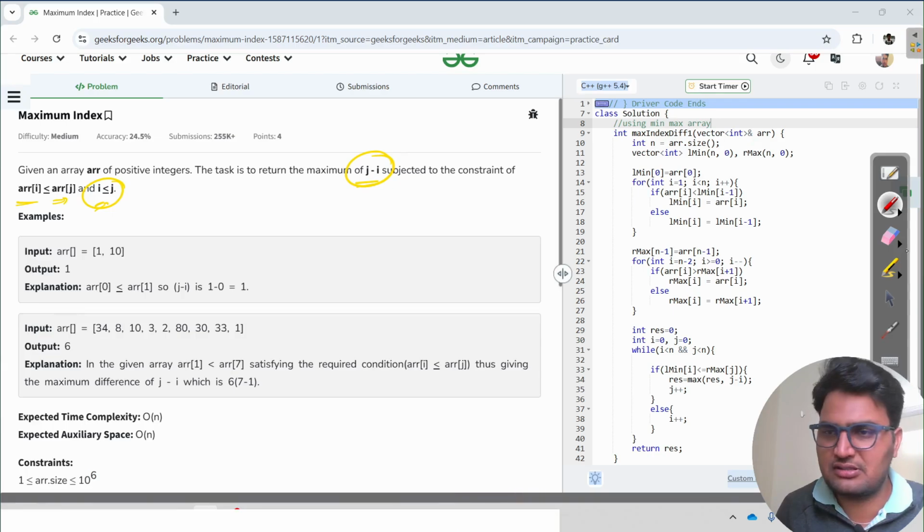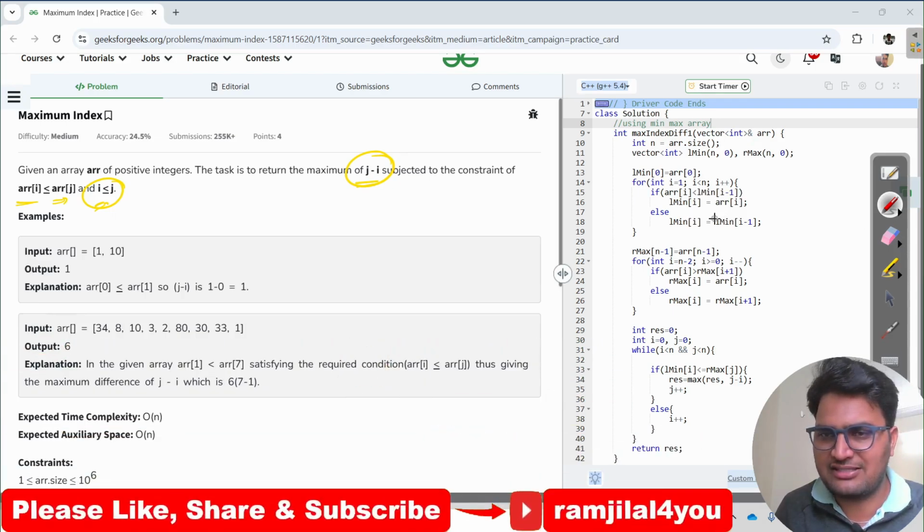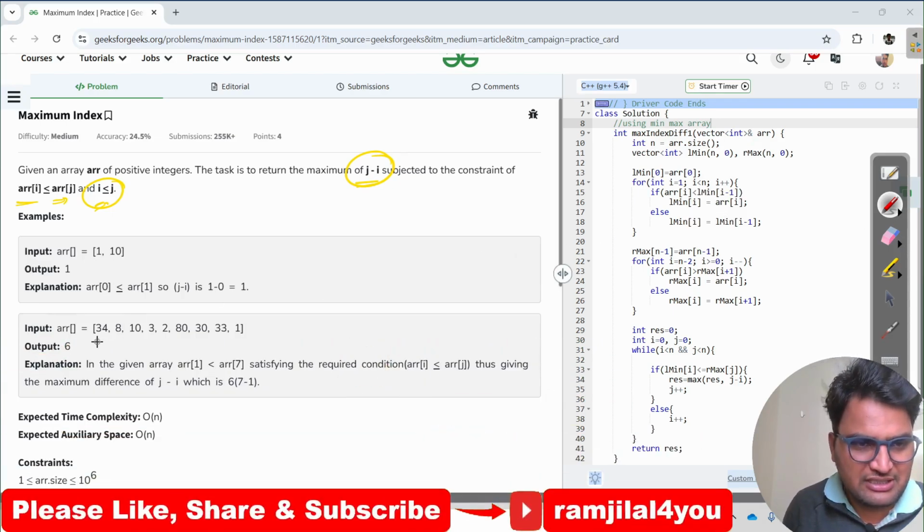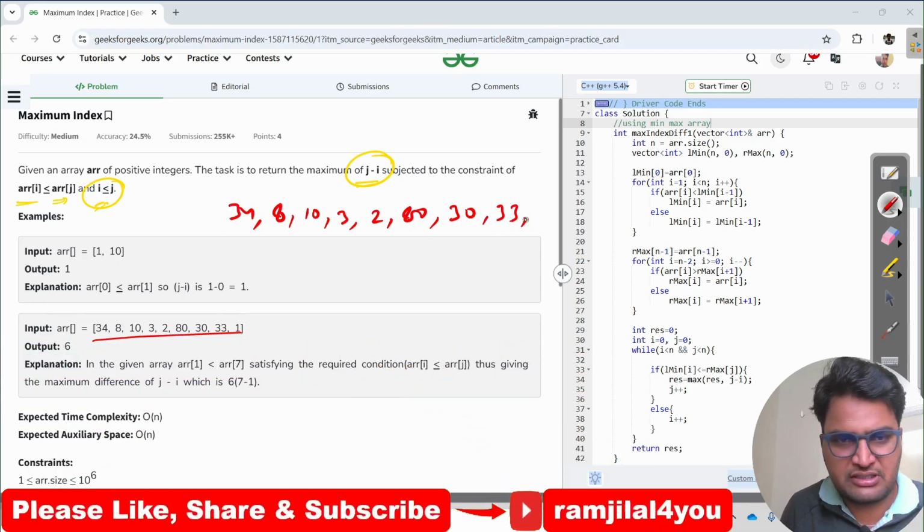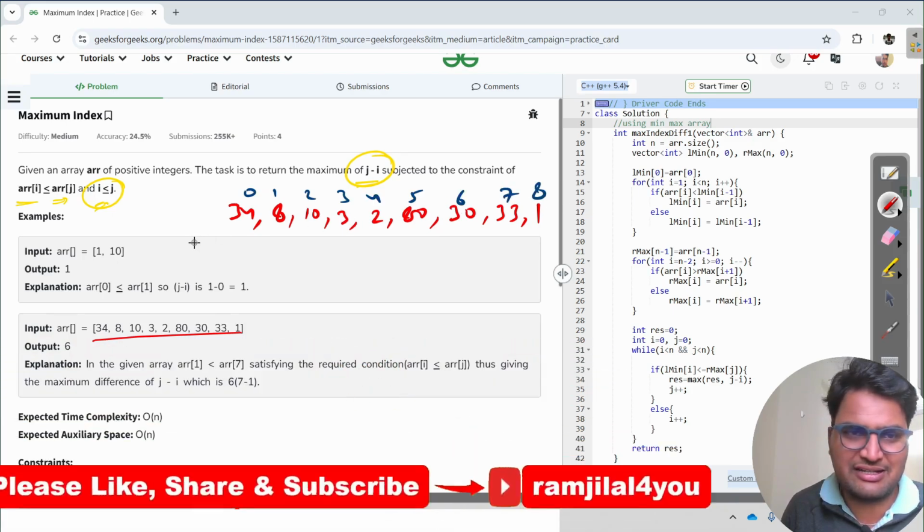Let's understand this with an example. For example, we have this array right here: 34, 8, 10, 3, 2, 80, 30, 33, 1. Let me write the indexes as well: 0, 1, 2, up to 8. This is the index, correct?